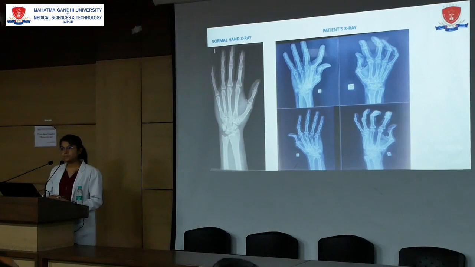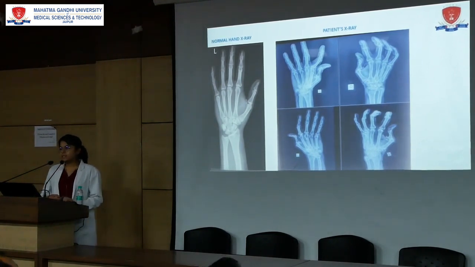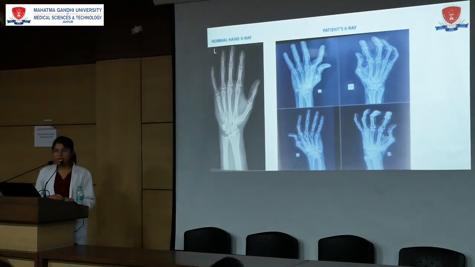Can you please explain about the bare areas? The bare areas are the areas where the cartilage is not present in a joint, and those areas are most commonly affected by the inflammatory synovial fluid, which leads to erosions. These are the bare areas in the joint space, and here in the proximal interphalangeal joints where the cartilage is not present.